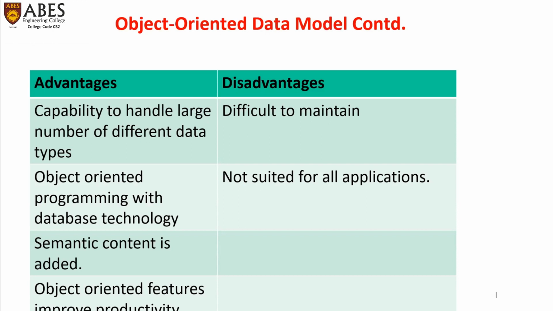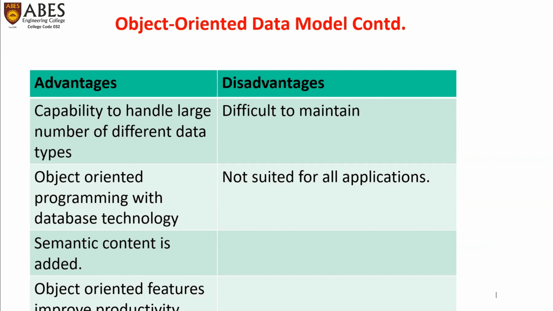It combines object-oriented programming with database technology. With the help of the object-oriented data model, we introduce object-oriented features in a database, like inheritance, polymorphism, etc. Semantic content is added, meaning semantically correct data are easily added in the object-oriented data model. Object-oriented features improve productivity. As I told earlier, features like polymorphism, inheritance, and data abstraction improve the productivity of your databases.